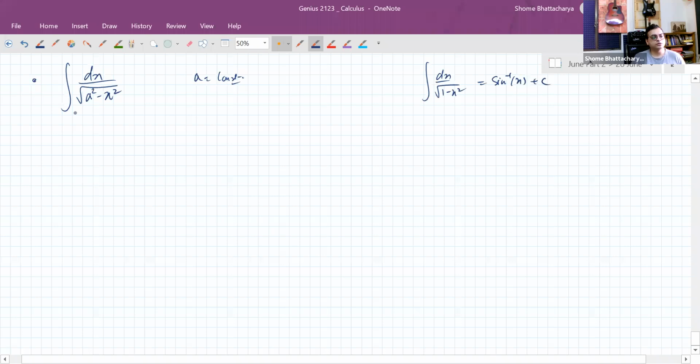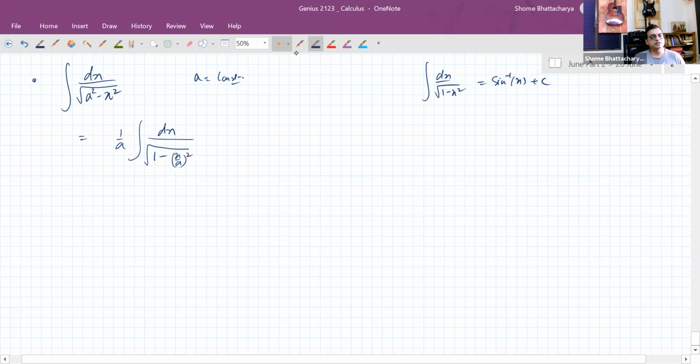But how we'll make use of it is that we have to replace this a square with 1. To do that, we have to divide the numerator and denominator by a. So this can be written as 1 by a dx upon, now take the 1 by a inside the square root, so it will become 1 by a square, so it will become 1 minus x by a whole square.